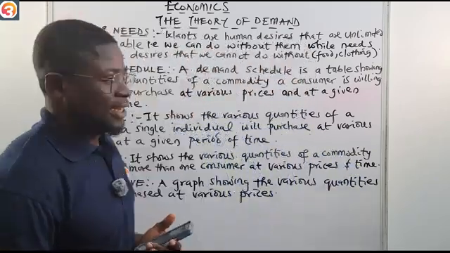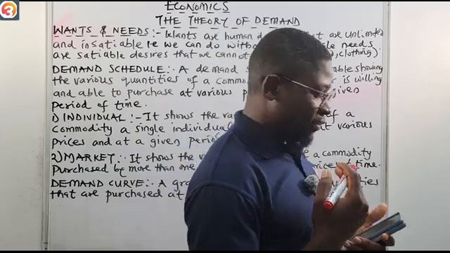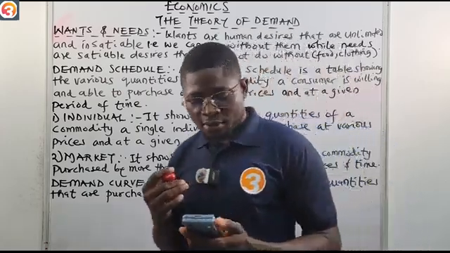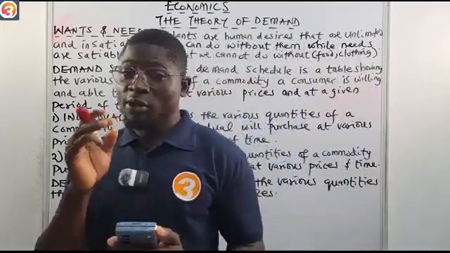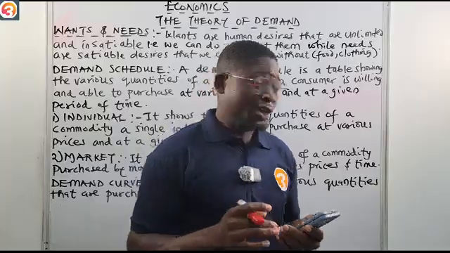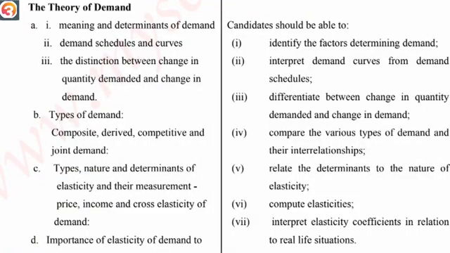And of course, today we are going to proceed further on our syllabus. This is the fourth topic we're looking into today, which is the theory of demand. You can see from the syllabus, we're going to be looking at the meaning and determinants of demand. We're going to be looking at demand schedules and curves. We're going to be looking at the distinction between change in quantity demanded and change in demand. We're going to be looking at the types of demand also.